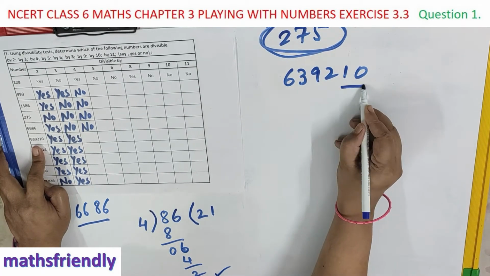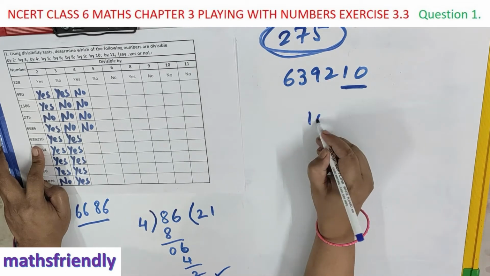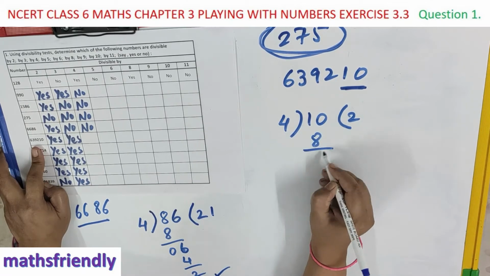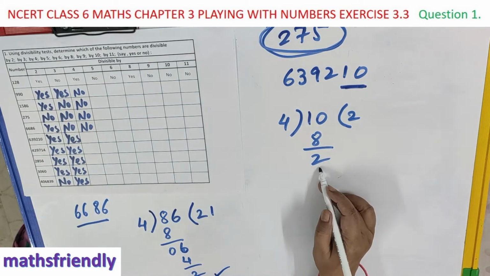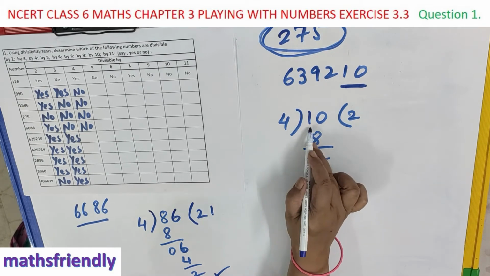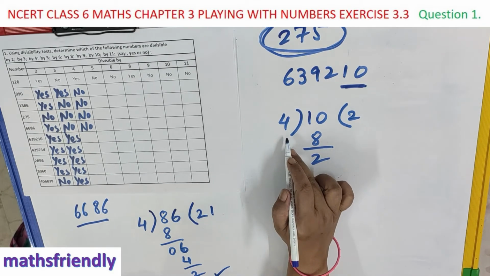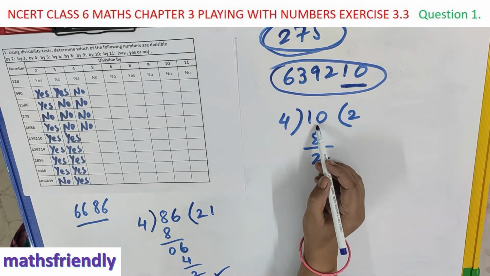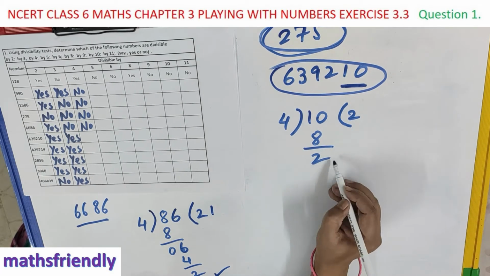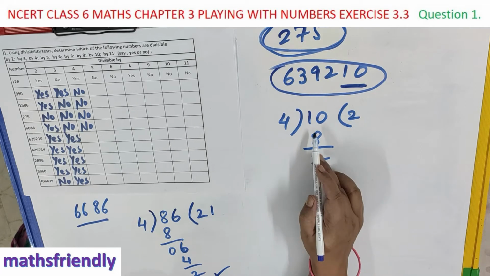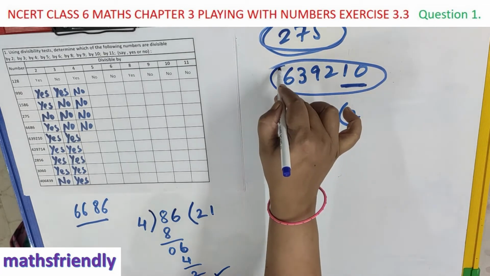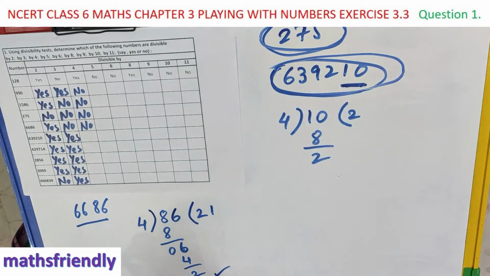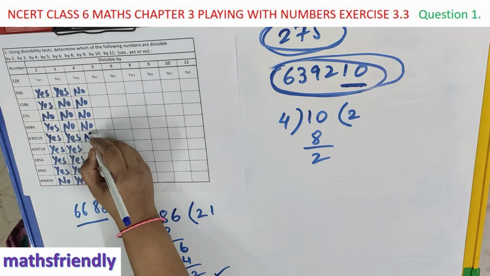63921. To check the divisibility, we have to check the last two digits, whether the last two digits are divisible by 4 or not. See, 4 2s are 8, 2 is the remainder, not 0. It means this 10 is not divisible by 4. So this complete number is not divisible by 4, because when we divide 10 by 4, we are getting some remainder, we are not getting the remainder 0. It means 10 is not divisible by 4. So the last two digits are not divisible by 4. It means the whole number is also not divisible by 4. So we will write no.